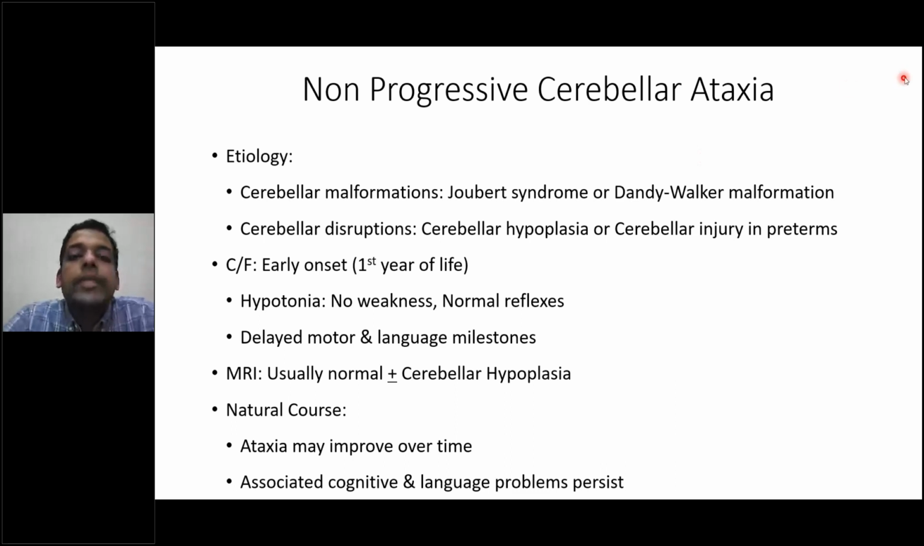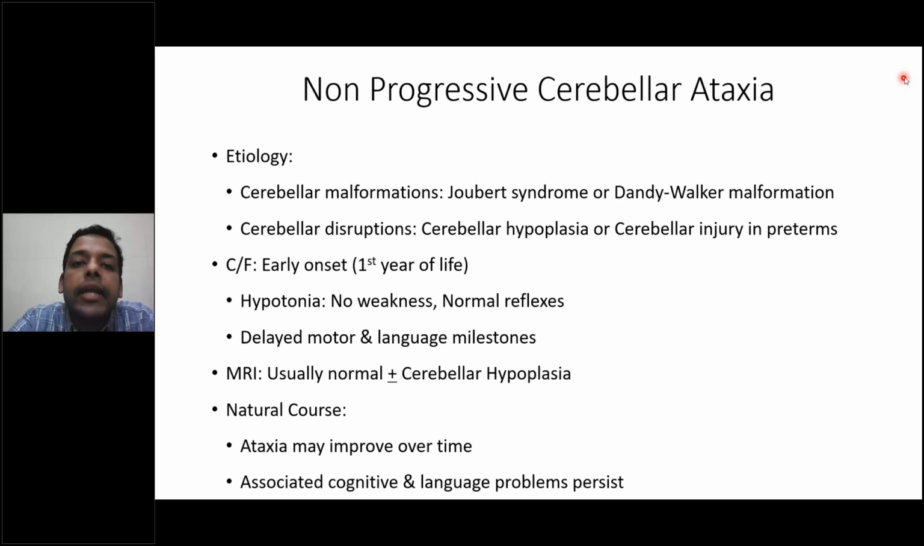Yeah, so it is characterized by hypotonia. What is important here is that only the tone is decreased, the power of the muscle groups is not decreased. So there is no weakness. There is hypotonia, no weakness, and normal reflexes. Also, these are usually associated with delayed motor and language milestones.